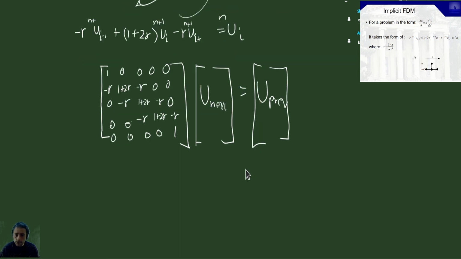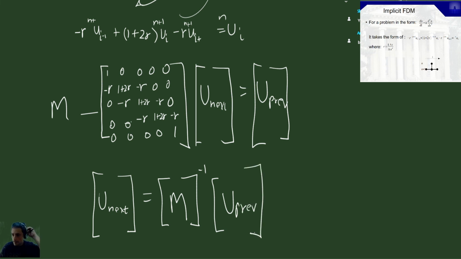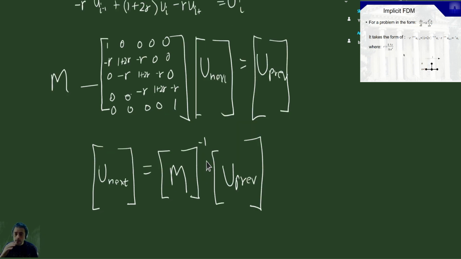So basically we have to find the inverse of this matrix. So call this matrix M, and now your u next is equal to M inverse times u previous. Okay, so that's how we evolve this next system.